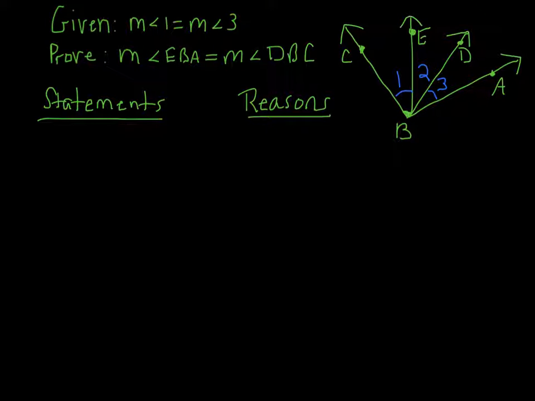We know when we have either segments or angles that have been cut into pieces or parts, it's often a GRAPS proof. Let's take a look at what we have been given. We've been given that the measure of angle 1 equals the measure of angle 3, and it's been marked as such right here. We want to prove that the measure of angle EBA is equal to the measure of angle DBC.